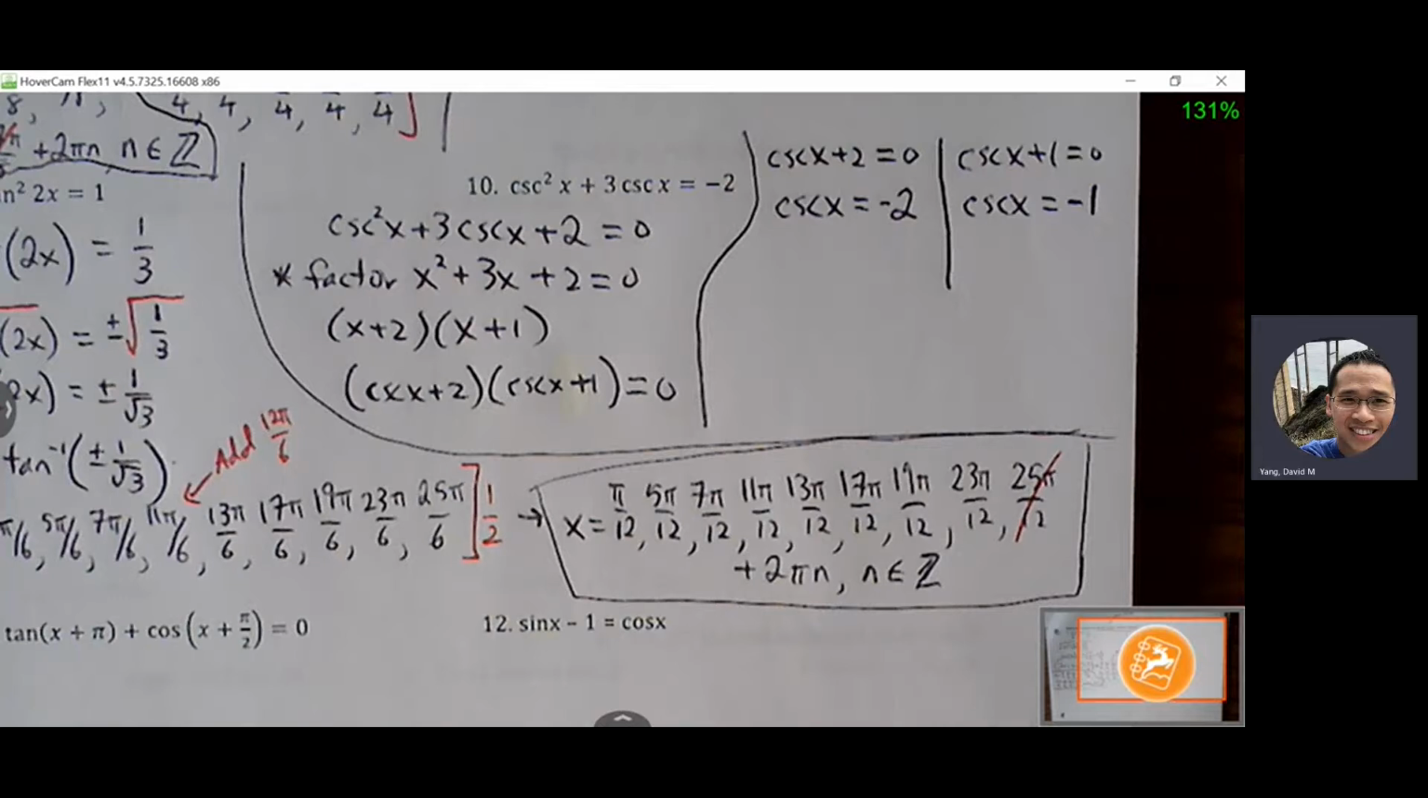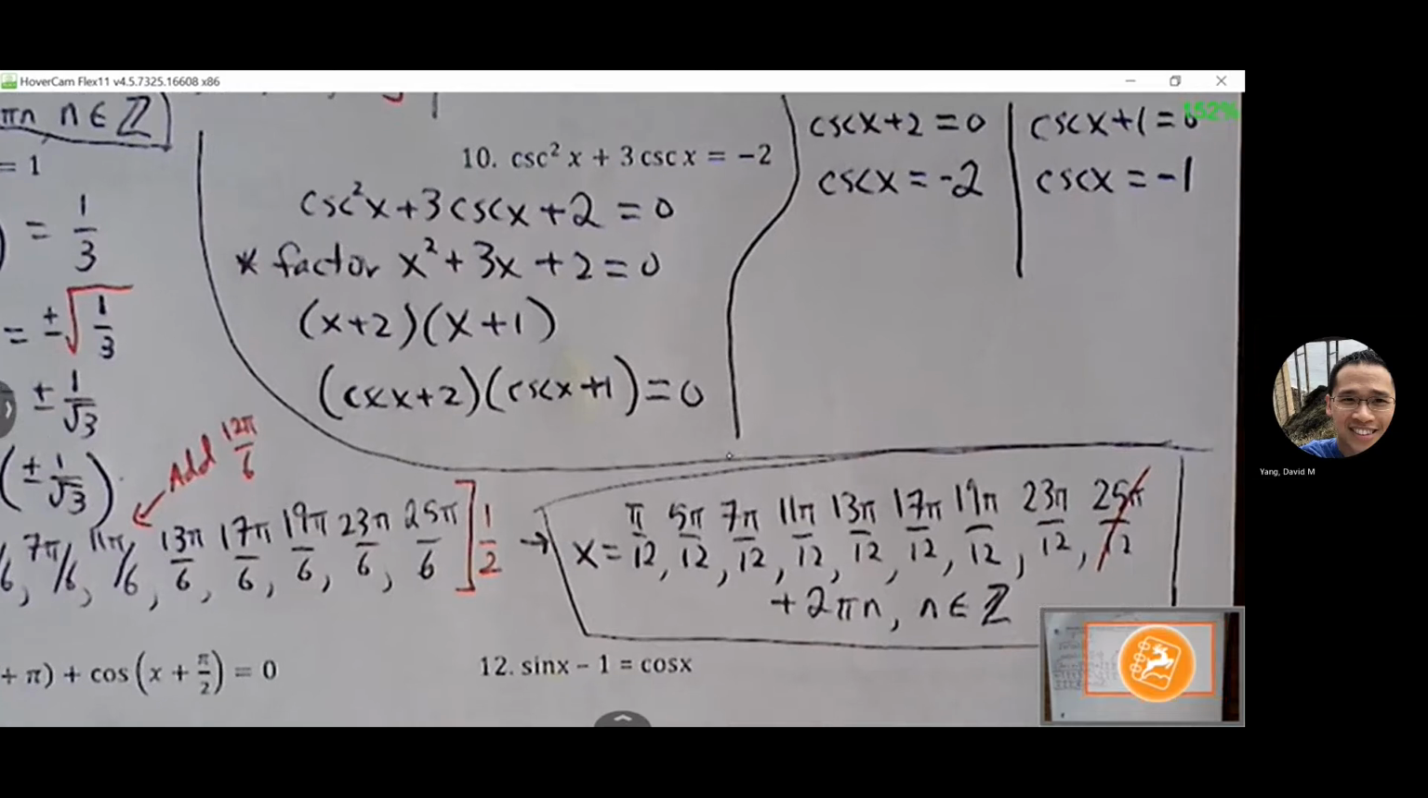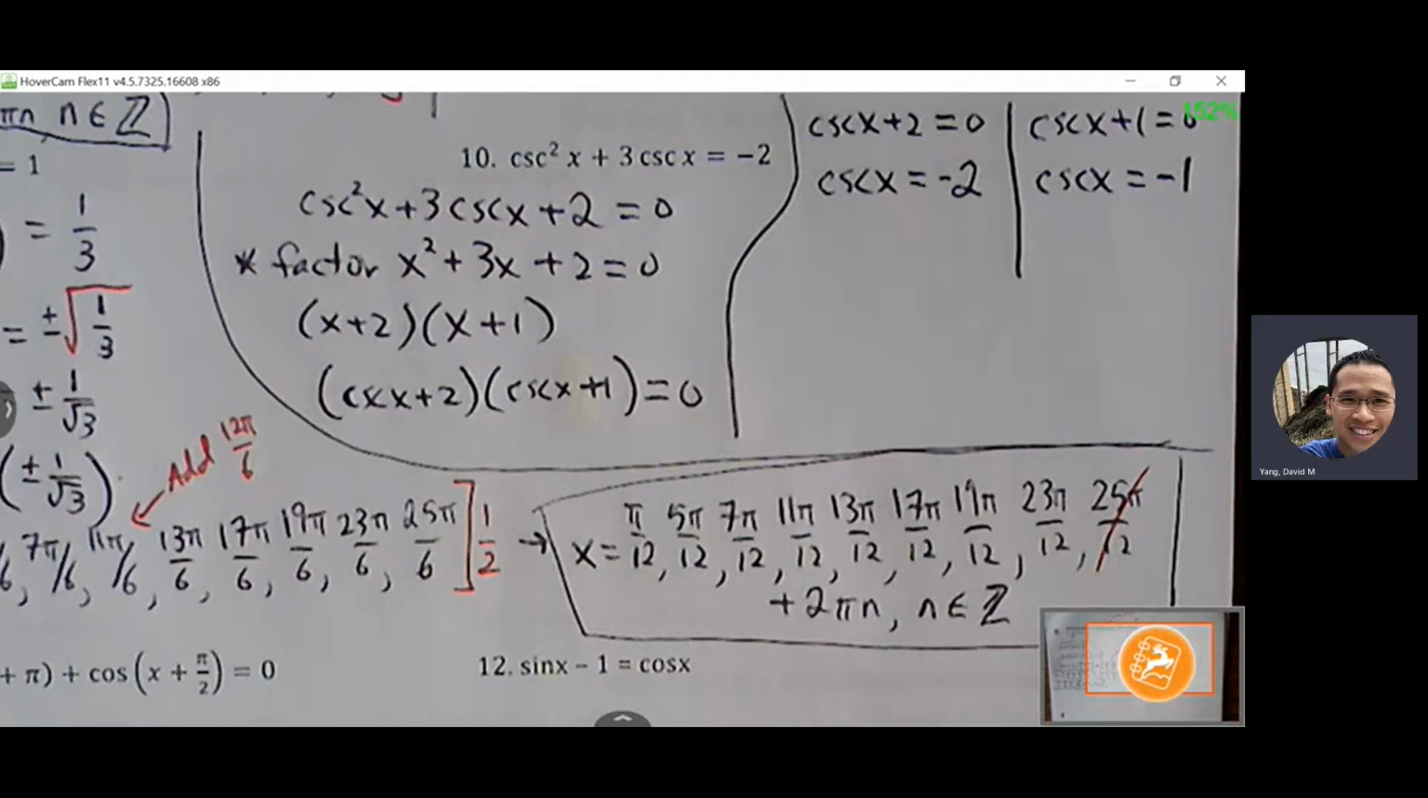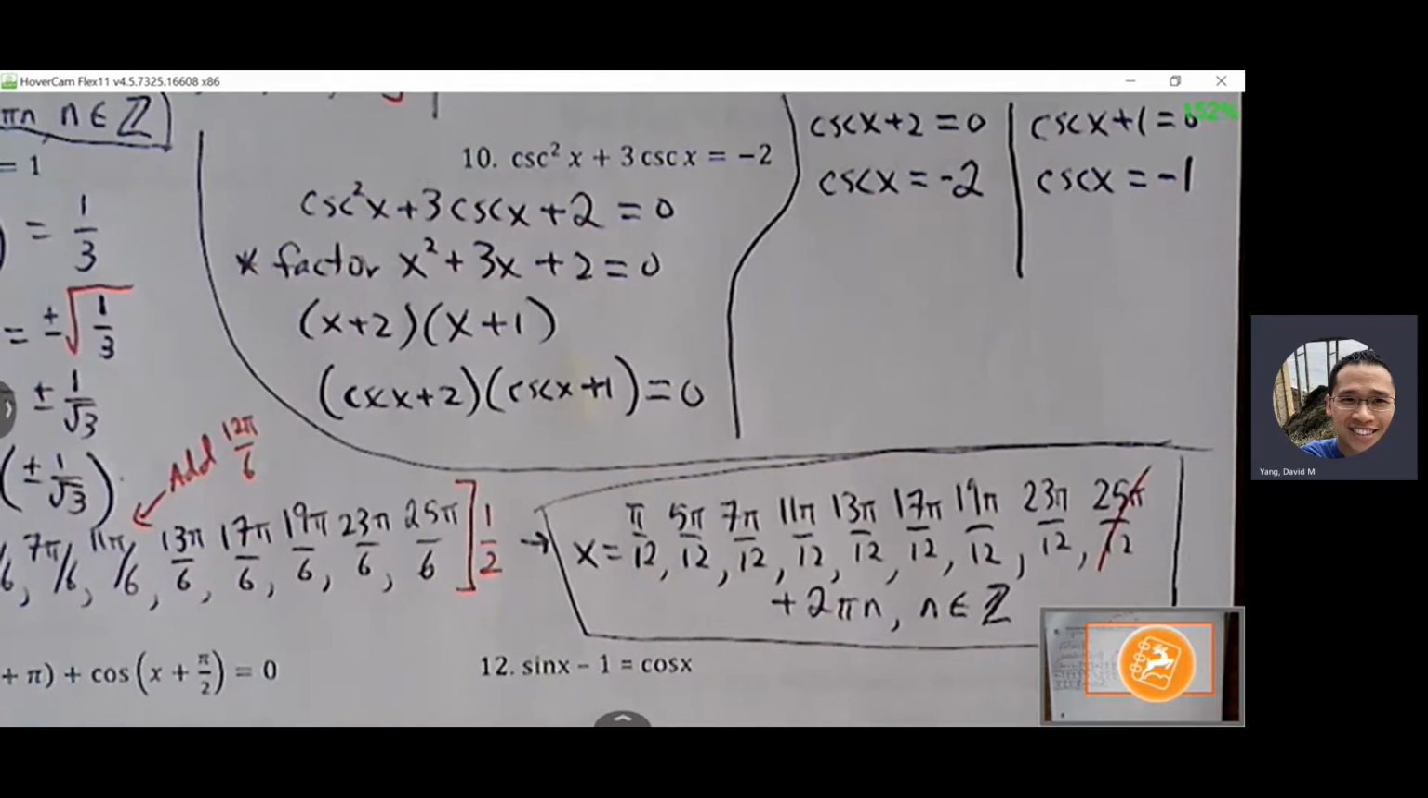Okay, here we go with 9. So number 10, everything's already in terms of cosecant, so that's good. There's no need to convert any of the trig functions. We're already sitting with what we need. So bring everything over to one side, factor an easier problem, bring cosecant back in.